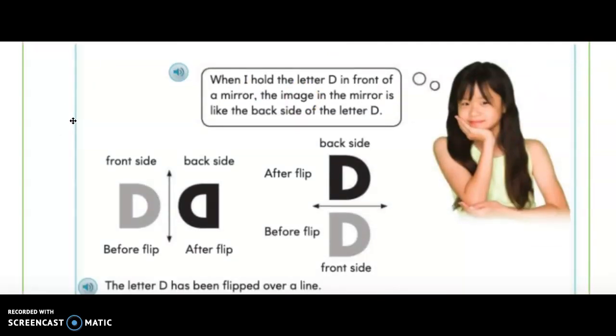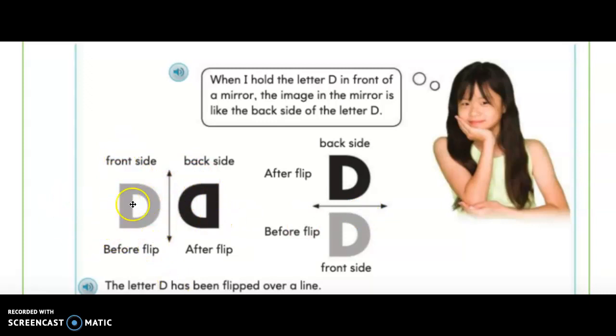All right, now the next one, I hold the letter D in front of a mirror, the image in the mirror is like the back side of the letter D. So this is a flip. So a flip happens over a line. So you see this line right here, and there's also a line right here. So they are taking the letter D and they are flipping it across that line.